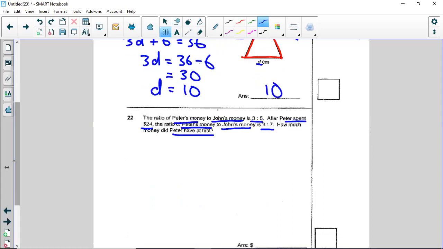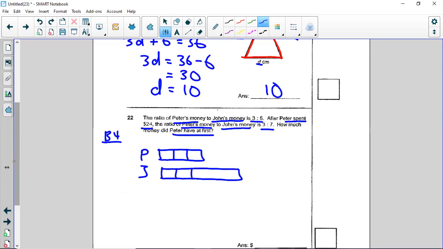So try not to leave it blank, because if it's a before and after problem, then try to draw the model. So how do you draw the before model? Peter is 3 boxes. John is 5 boxes, right? You draw the first sentence already. Peter spent $24, so Peter must have a shorter rectangle, right? And who did not spend money?